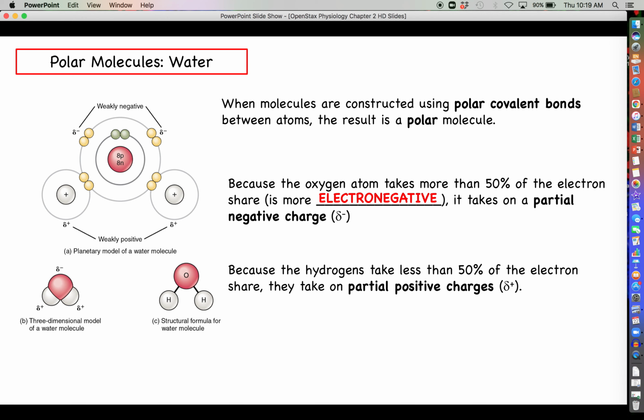Okay, so if we go back and look at water again, we've already established that because of oxygen's electronegativity, it takes a greater share of the electrons than hydrogen does. Oxygen takes on a partial negative charge because it's got all those electrons buzzing about. Well, what about hydrogen? Hydrogen is experiencing a lack of electrons. So if you normally have electrons buzzing around you and now suddenly you don't, you are going to take on a partial positive charge.